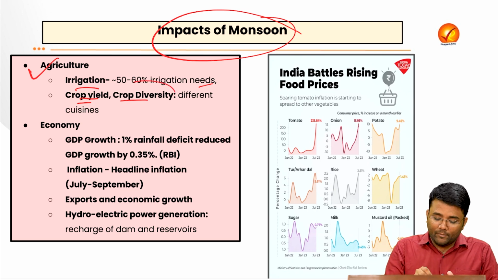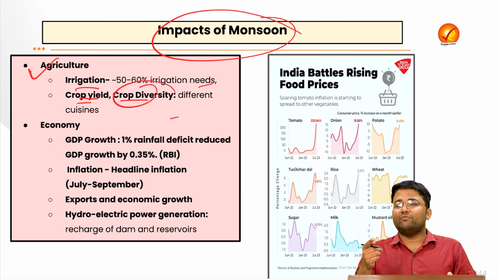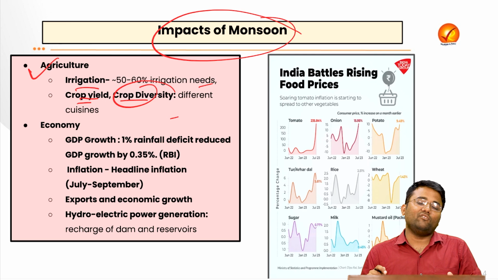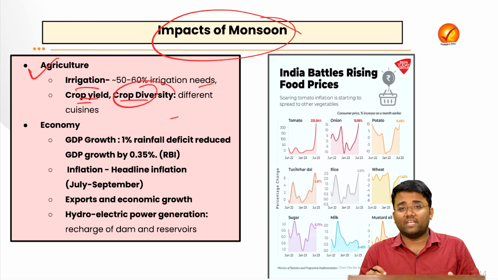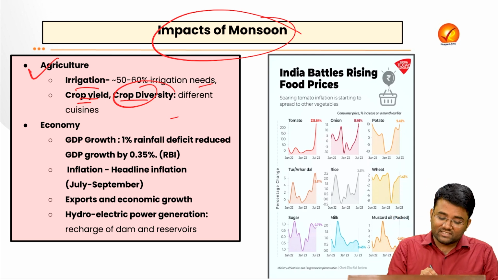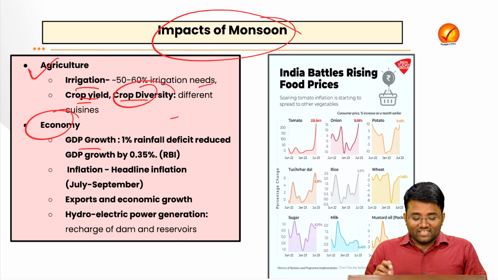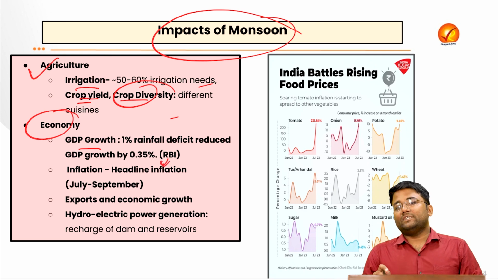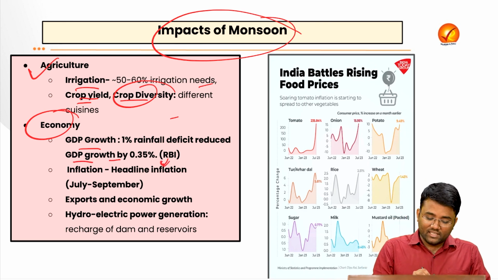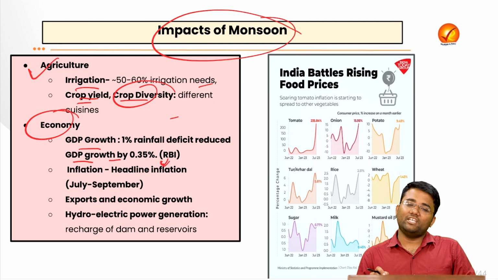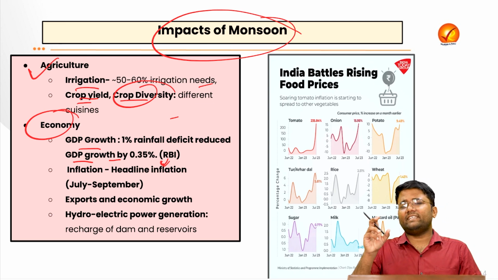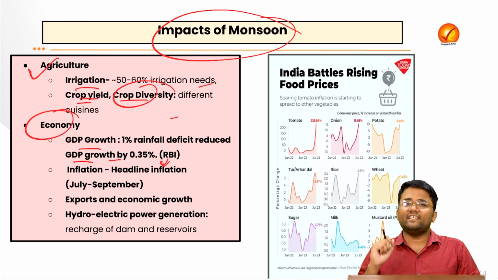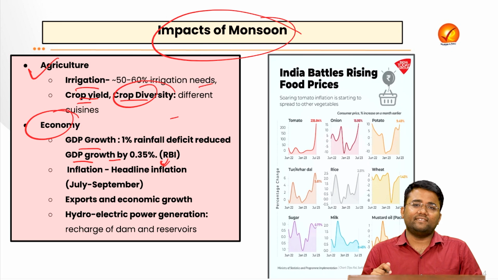Also, because of this crop diversity, there are different kinds of cuisines which we witness in the Indian subcontinent, and for that one important aspect is the monsoon. It also impacts the economy. As per the forecast of the RBI, a 1% rainfall deficit reduces the GDP growth rate by almost 0.3%, because agriculture is a raw material supplier to various other industries like food processing industries, etc.